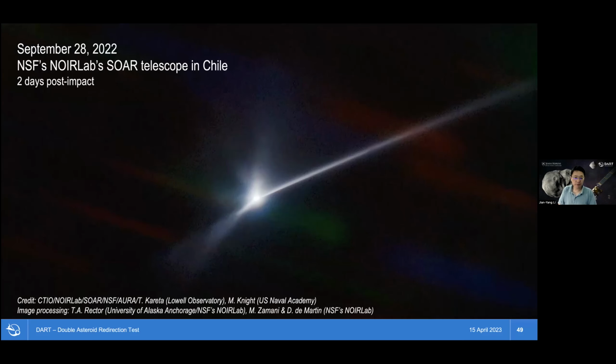Now, from other ground-based telescopes, this is another very beautiful image from the ground. It's taken by the SOAR telescope located in Chile. This is a 4-meter telescope. And this is a composite image from, I think, three different filters, and that's why you see the red, green, blue color in the background. These are just the background stars. In the center, you can see that there's an ejecta cone towards the left, and then there's a long tail towards the right.